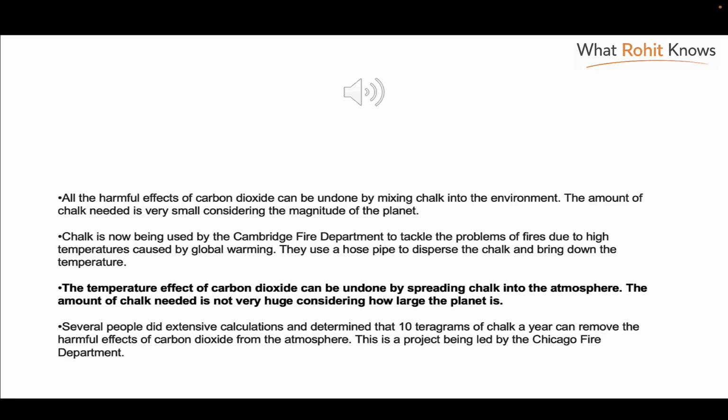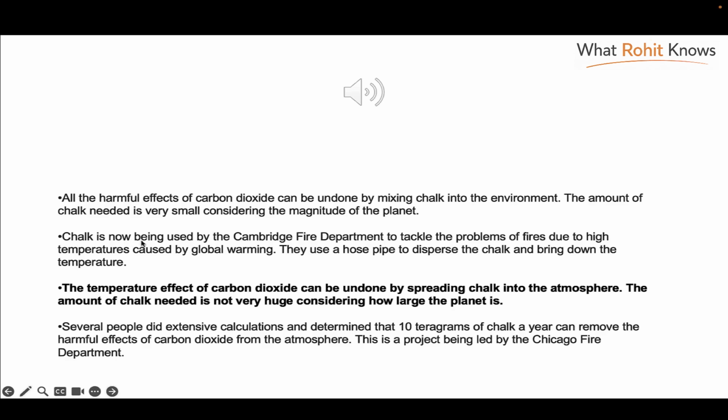So now, based upon the notes and this little picture in mind, let's look at the options. All the harmful effects of carbon dioxide can be undone by mixing chalk. So the second part of the sentence, that's correct. But all the harmful effects, the speaker says, and specifically says that not all the harmful effects, but only the temperature effect of carbon dioxide can be undone. So this again is something that we also discussed in the multiple choice questions. This is an exaggeration. So they take something that is mentioned in the audio and expand it, exaggerate it, or use it in a context that is different. So specifically, the speaker says not all the harmful effects, but here they are saying all the harmful effects can be undone. So that's why this is not a correct summary.